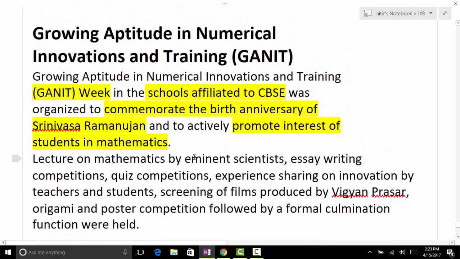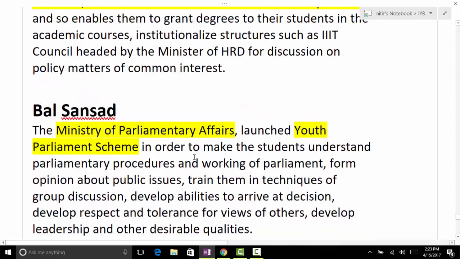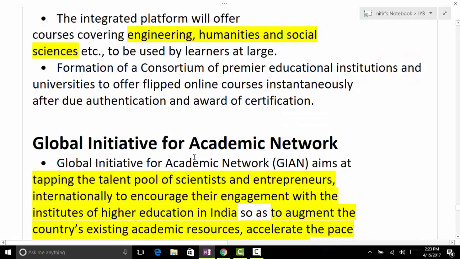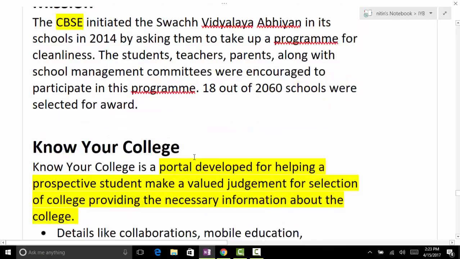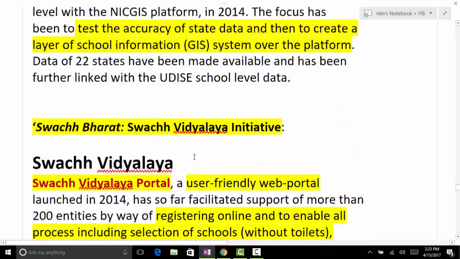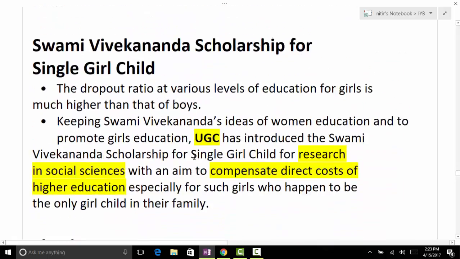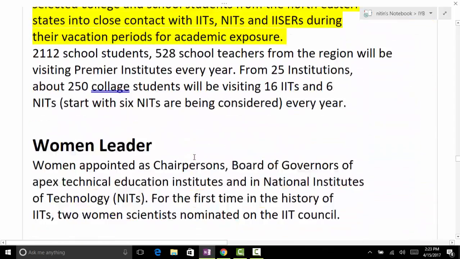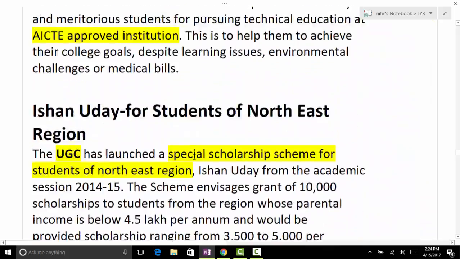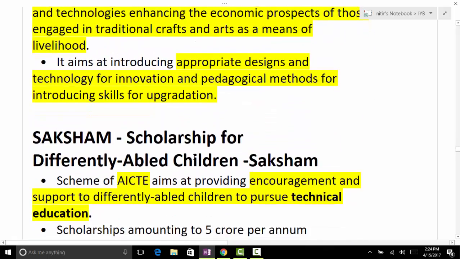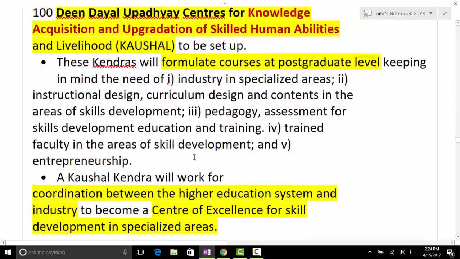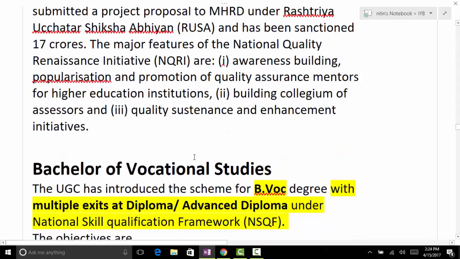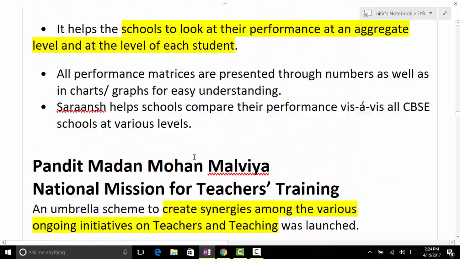Campus Connect, yes. ICT, yes. Bal Sansad, good. Ganit, yes. Ganit is important. What is Ganit? You can say the name, yes. Okay, what else? Teacher training. Yes, Swayam, and Madan Mohan Malviya, yes. Teacher training. Saksham is there. For different labor, Yukti, Unnat Bharat, Kaushal Kendras, sector skill councils, somewhere vocational. So you've done almost all the initiatives.